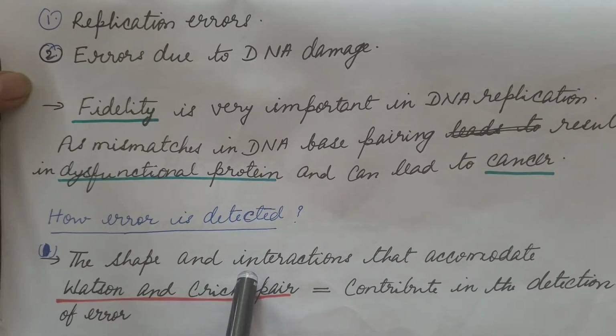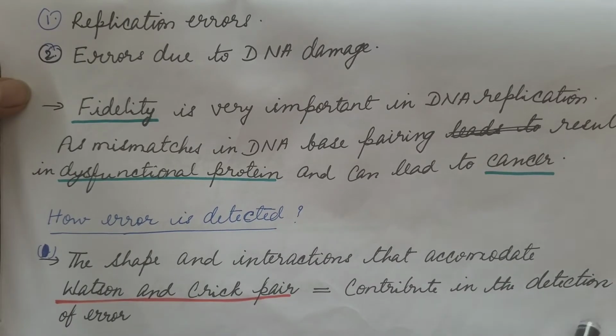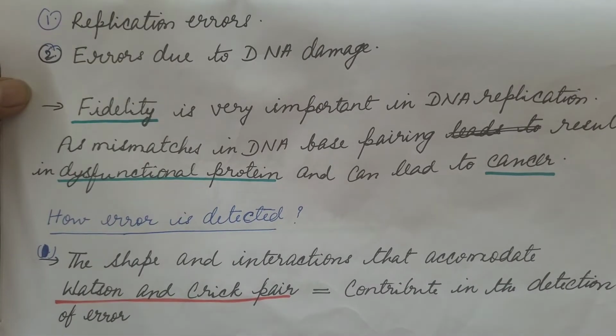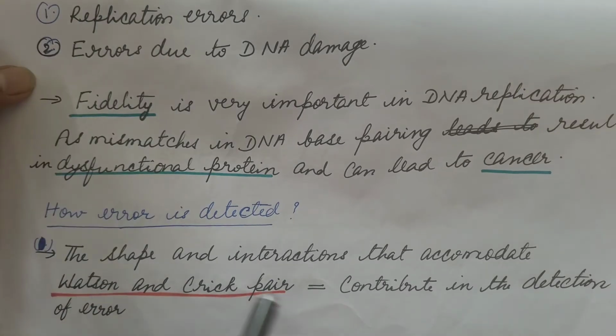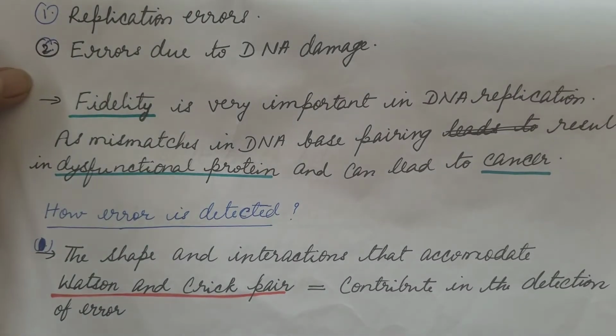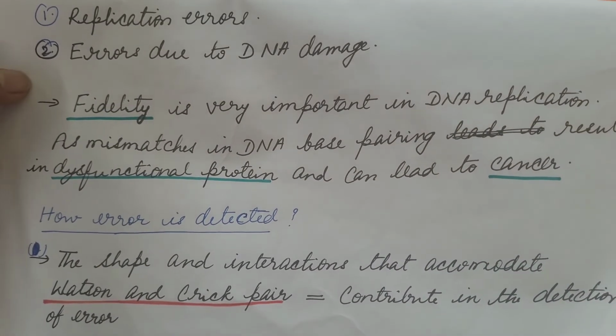The shape and the interactions that accommodate the Watson and Crick pair contribute in the detection of error. We have discussed that DNA has a double helical structure, which was proposed by Watson and Crick, where adenine always pairs with thymine and guanine always pairs with cytosine. But if any wrong base is incorporated, then it can be detected and the error can be removed.